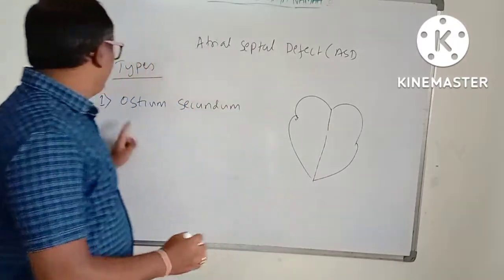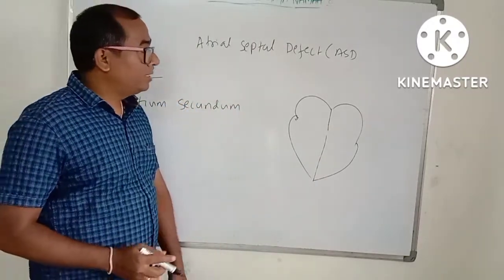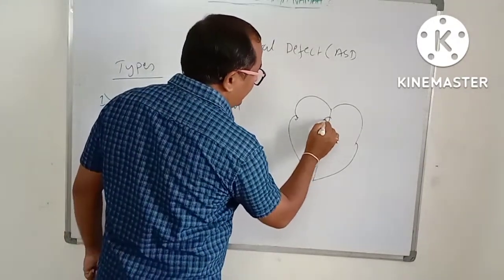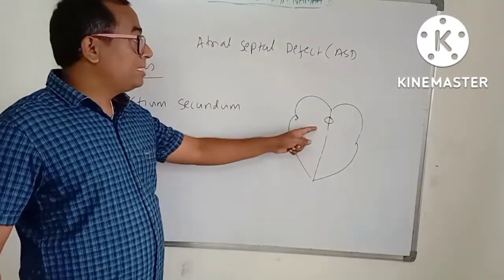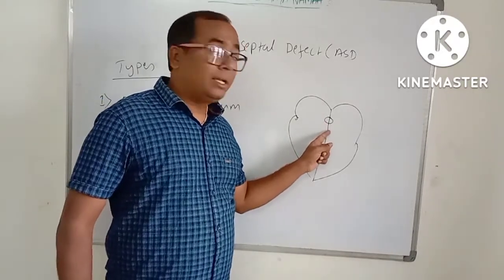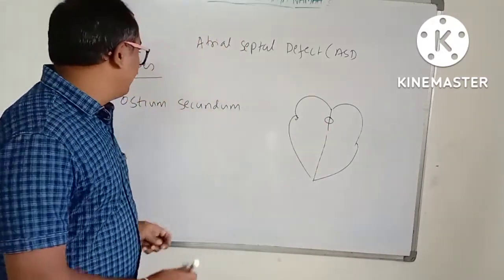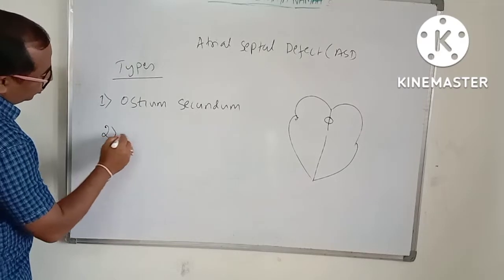So you call it ostium secundum atrial septal defect when the defect is present exactly at the middle of the interatrial septum. When the opening is present at the middle of the interatrial septum, it is known as ostium secundum. Next one is ostium primum.